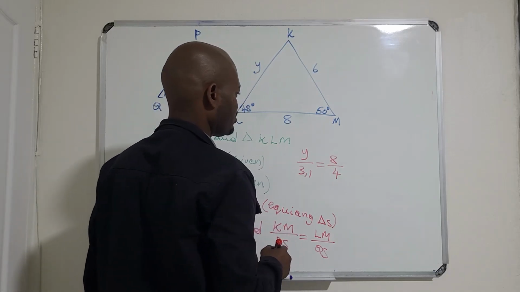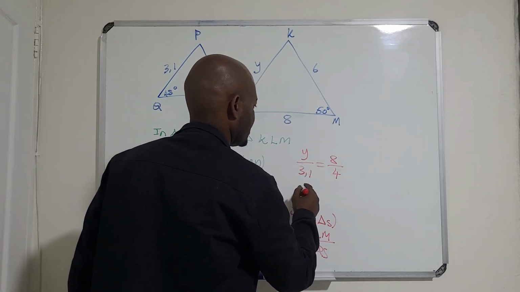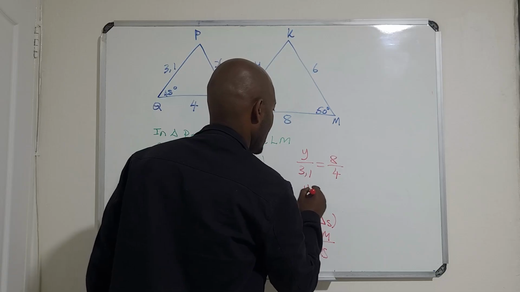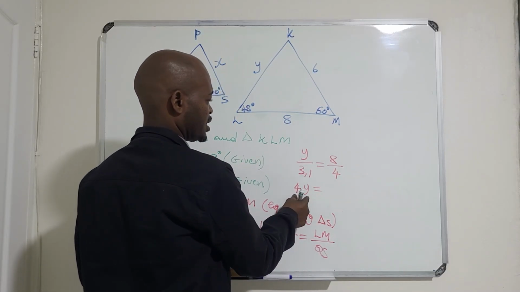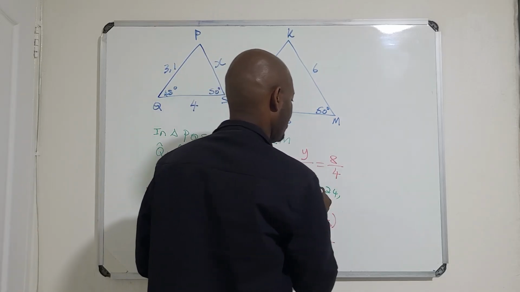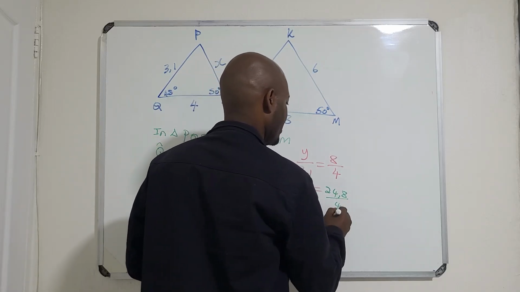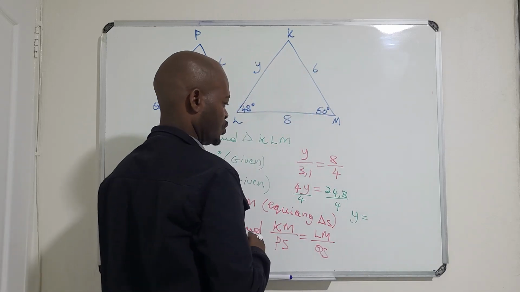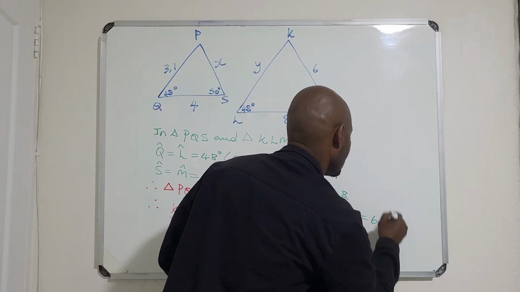Now we can cross multiply. This times this is 4y. This times that is 24.8. Now we divide by 4, we divide by 4. y is equal to 6.2.